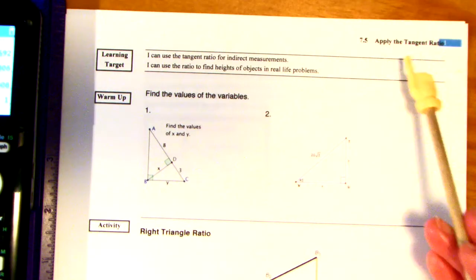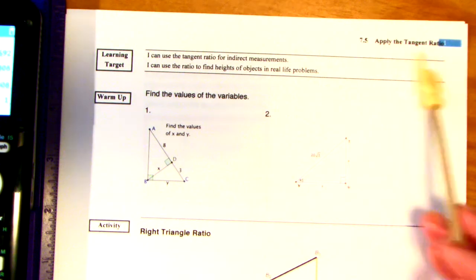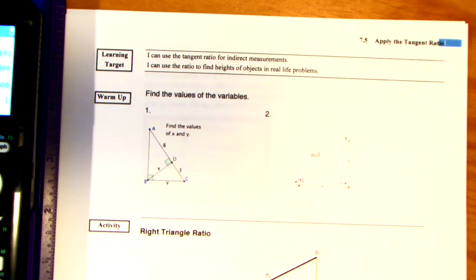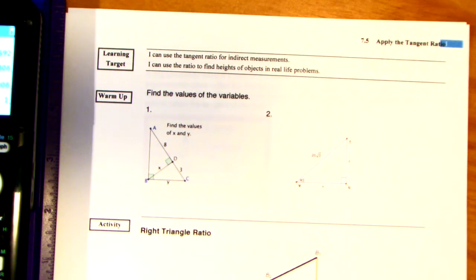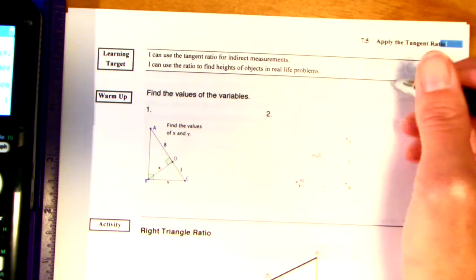Hi, geometry. Welcome to 7.5, tangent ratio. So this is one of the 6 trigonometric functions. So let's think about this.